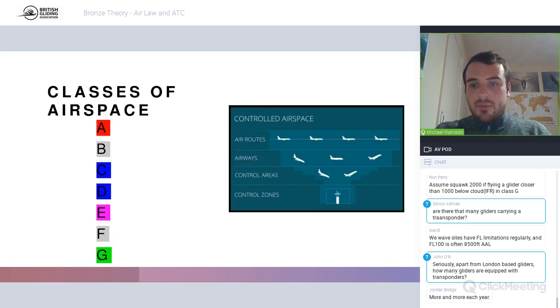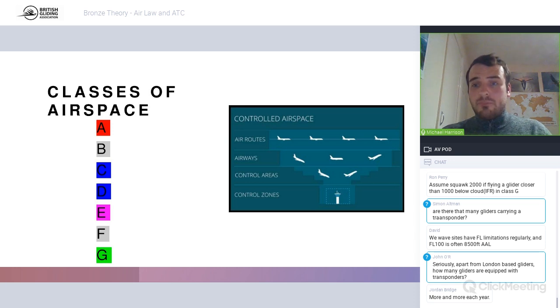I'm going to move on to a bit about airspace now. Again, this is a bit that can get quite complicated. I'm going to give you an overview of everything, but talk in more detail about the things that are important. So we're going to look first of all at the classes of airspace. Now, a class of airspace defines what happens in that airspace, essentially.